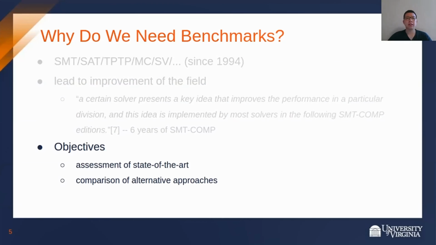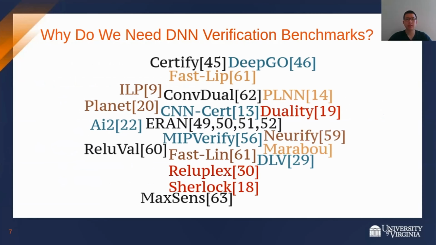From studying the existing benchmarks in the verification community, we found two main objectives that they aim for, which are assessment of state-of-the-art and comparison of alternative approaches. For the past 3 years, more than 20 DNN verification algorithms have emerged, with insights from search, optimization to reachability. When we are all excited about the fast development of the field, the problem comes.